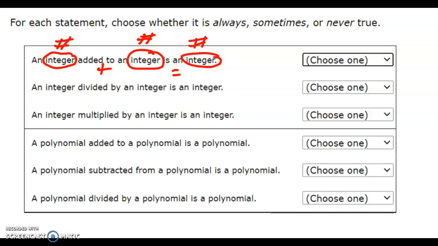Okay. And then a polynomial is what we talked about, just these expressions with multiple terms. So that would be something like x plus 2. So a polynomial plus another polynomial gives us a third polynomial. So always, sometimes, or never true. So try your best with those. Just a little bit of vocab work and practicing what happens with adding, subtracting.